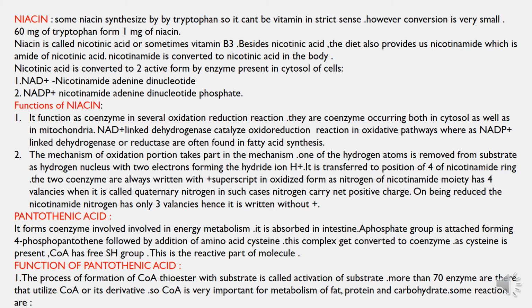Nicotinamide is converted to nicotinic acid in the body, and nicotinic acid is converted to two active forms by enzymes present in the cytosol of the cell: NAD+, nicotinamide adenine dinucleotide, and NADP+, nicotinamide adenine dinucleotide phosphate. Functions of niacin: it functions as a coenzyme in several oxidation-reduction reactions. These coenzymes occur both in the cytosol as well as in mitochondria.